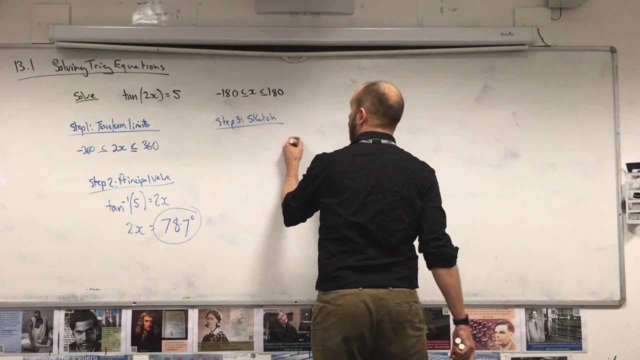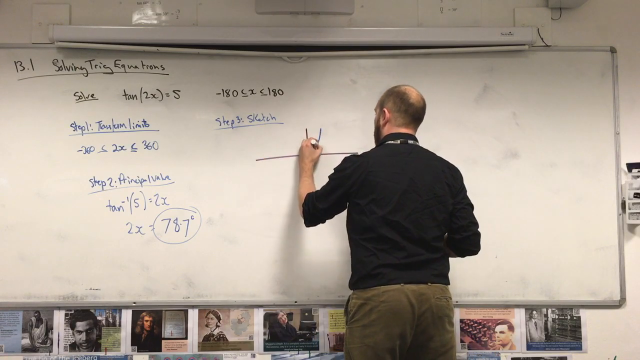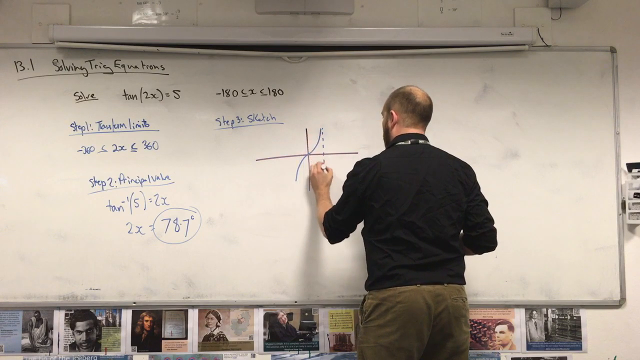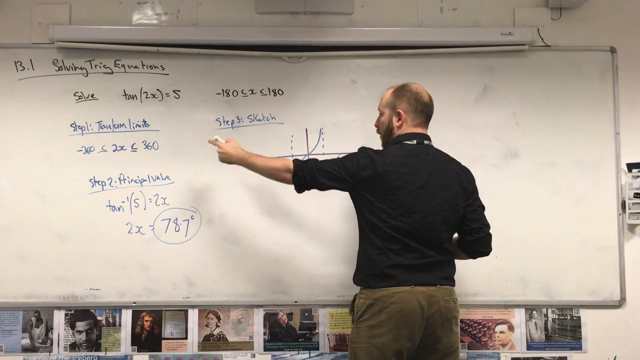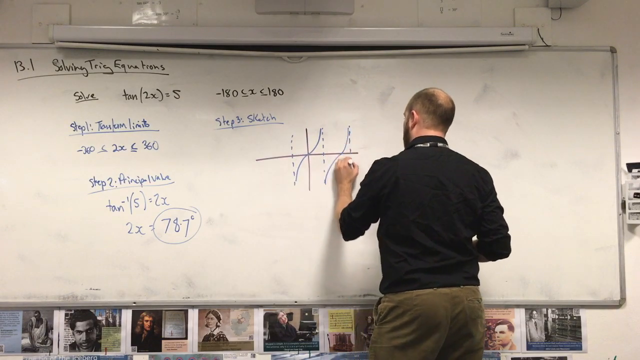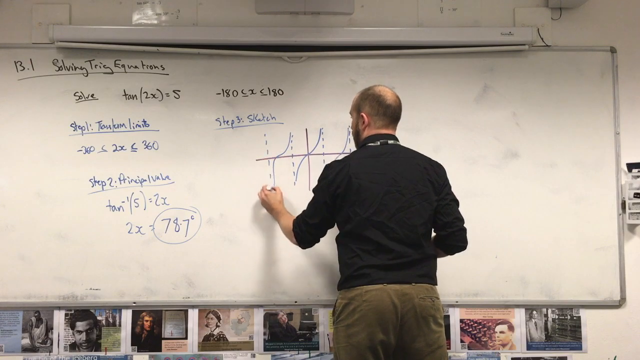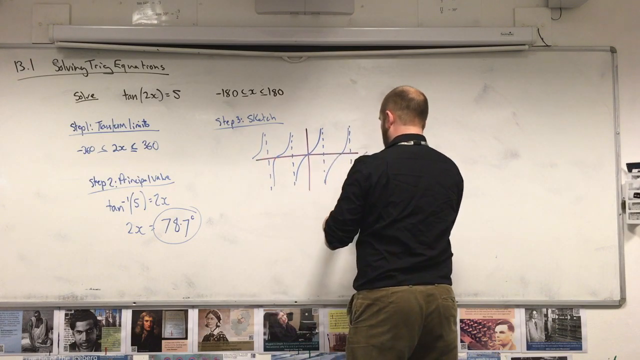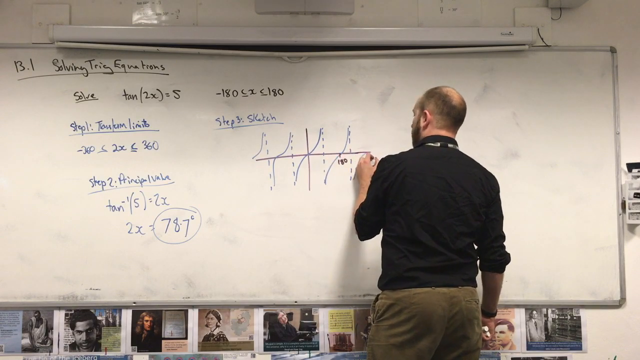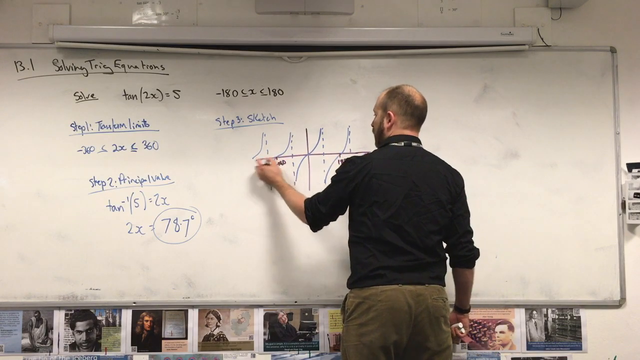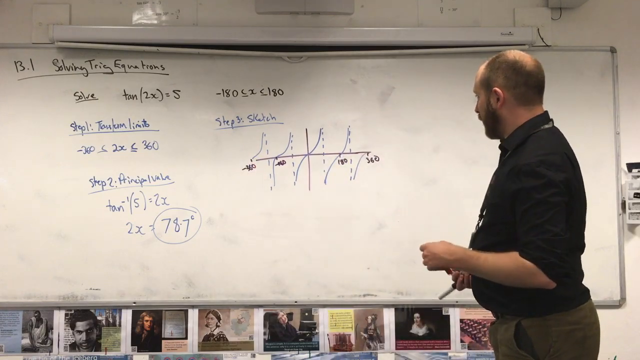So, minus 180 to 180. So tan looks like this. But we stretched it, so we're going up to 360 and minus 360. So 180, 360. Cool. And like before, find our principal value on here.